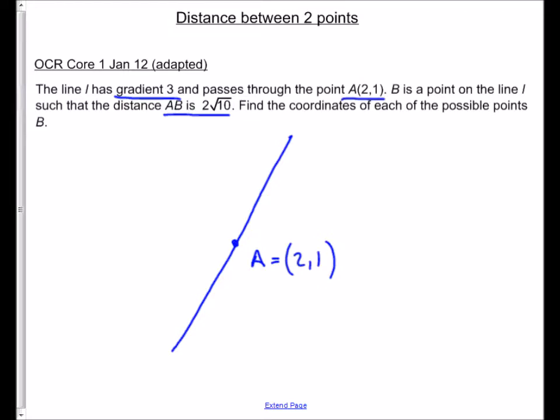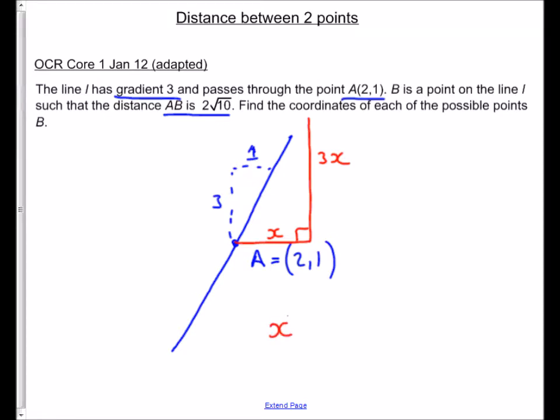The gradient is 3, which means if I go across 1, I've gone up 3. So every time I go across 1, I'm going up 3. Across 1, up 3. Or, the other way to think about it is if I go across x, I'm going to go up 3x. I'm going 3 times up for every once I go across. Now, we want the length of the distance on the hypotenuse of my triangle to be 2 root 10. So I'm going to use Pythagoras.